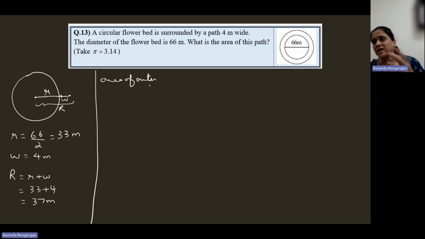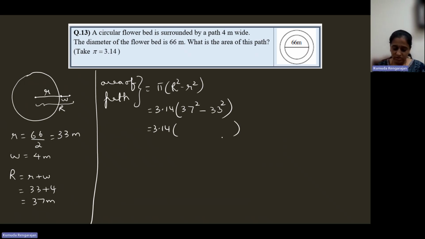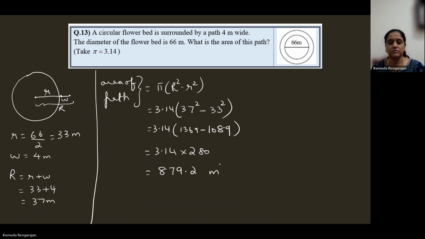Or has she done it with the formula pi R square minus r square directly? Okay. So area of path is equal to pi R square minus r square. So that is pi, 3.14, into R square, 37 square, minus 33 square. What is 37 squared? 1369 minus 33 square, 1089. Difference is 280. And the product is, okay. So this is the area of the path.